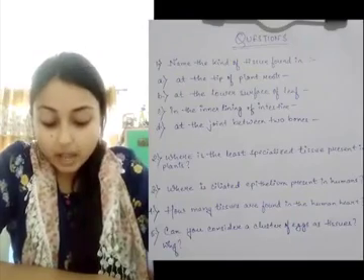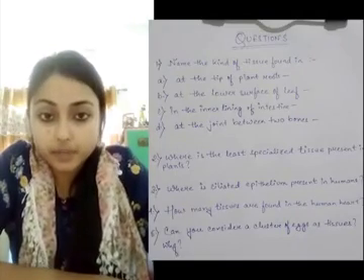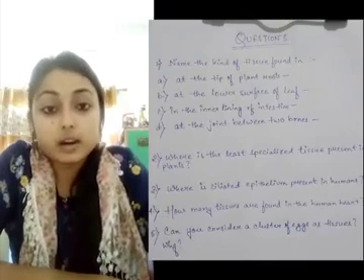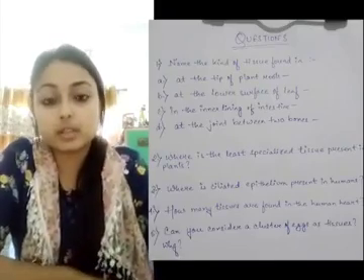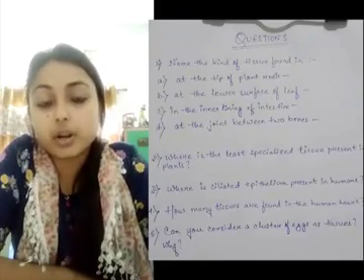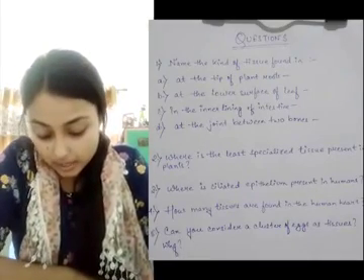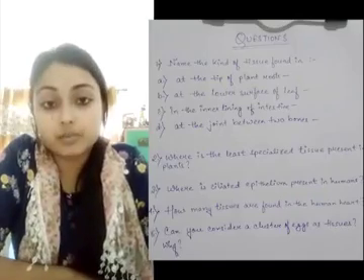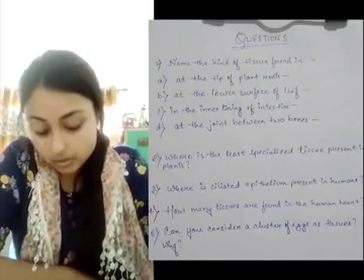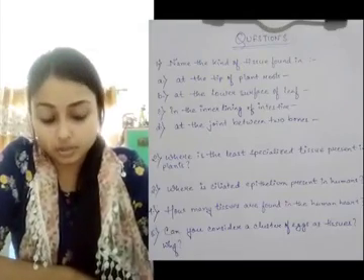Next question. How many tissues are found in the human heart? I repeat, how many tissues are found in the human heart? There are 4 different kinds of tissue present in the human heart. What are they? They are the muscle tissue, the epithelial tissue, connective tissue and nervous tissue. I repeat, there are 4 types of tissue present in the human heart.